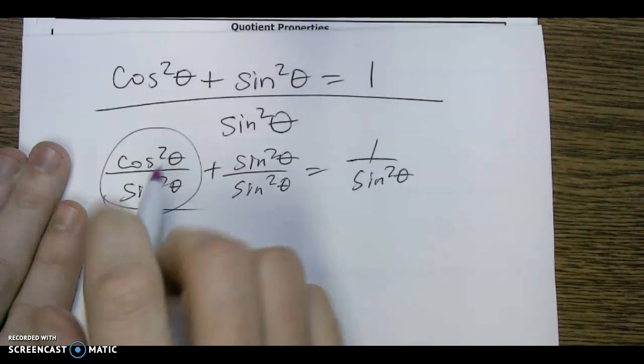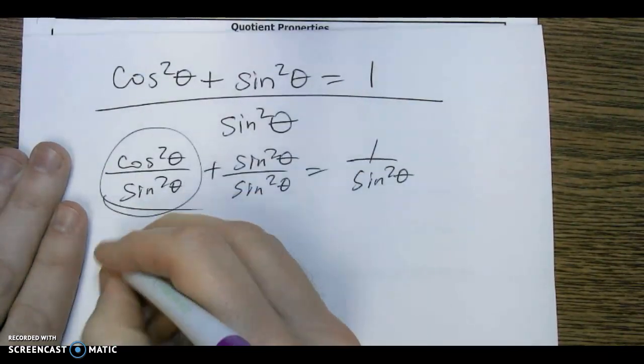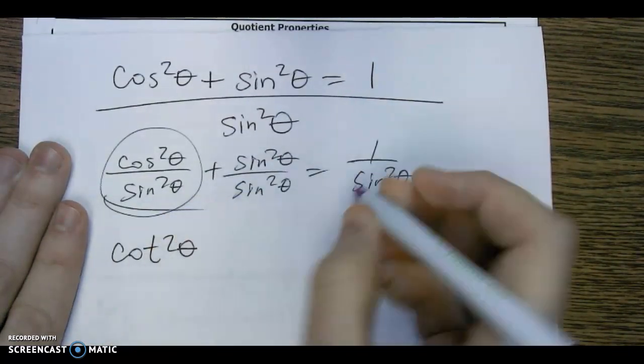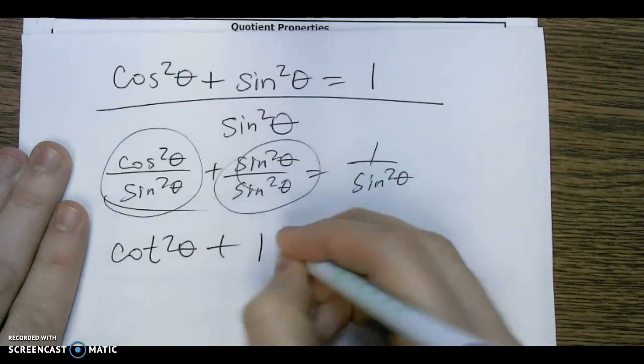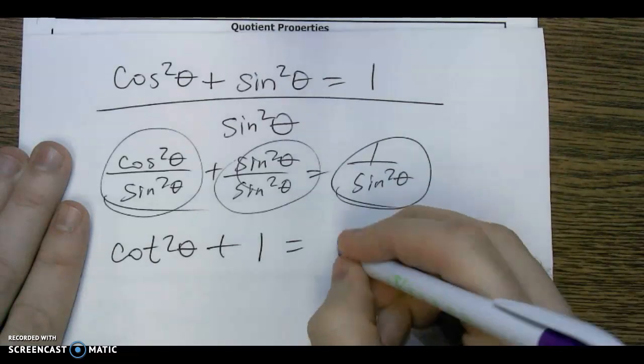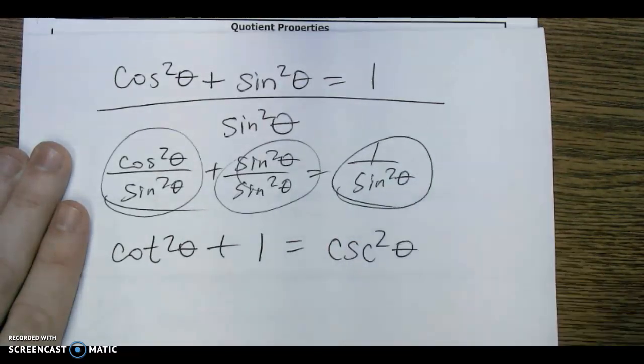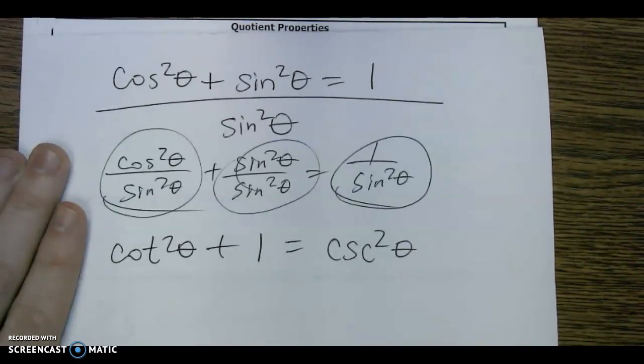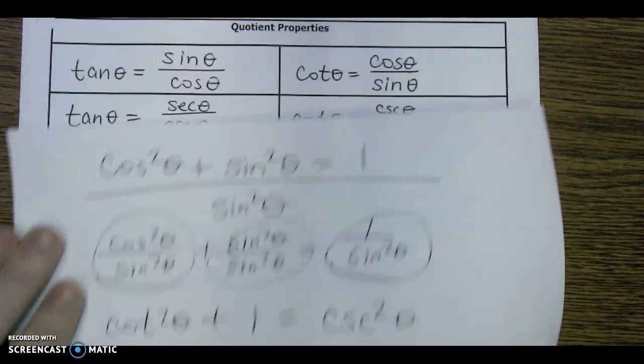Reduce this, looking at our quotient properties, is cotangent, but it's squared, so cotangent squared. This makes 1. And this is a reciprocal property. 1 over sine is cosecant, but it's squared. So that's our third Pythagorean property. Cotangent squared plus 1 equals cosecant squared.